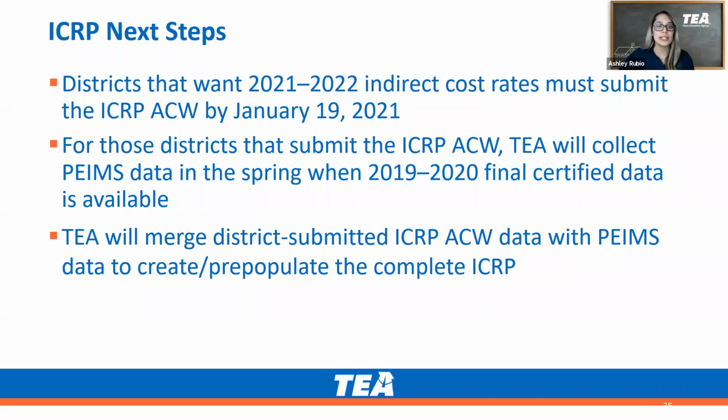Okay, so what are the next steps? To receive an indirect cost rate for 2021-2022, districts must submit the ICRP ACW by January 19th, 2021. TEA's Federal Fiscal Compliance and Reporting Division will then collect final 2019-2020 PEIMS data in the spring of 2021 to complete the data needed to create an ICRP. TEA will then merge the district submitted ICRP ACW data with PEIMS to create, pre-populate and complete the ICRP.